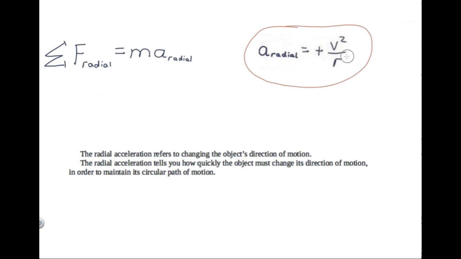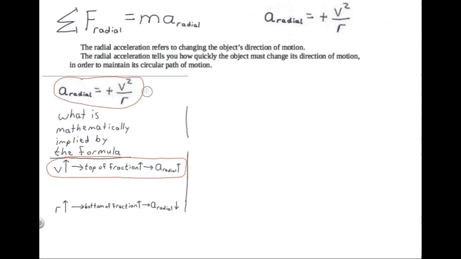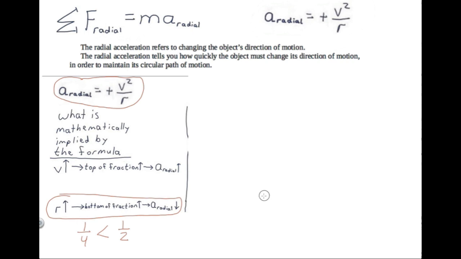In this formula, speed is on the top of this fraction, and radius is on the bottom of the fraction. So this formula implies that increasing the object's speed while holding the radius constant will increase the radial acceleration. But if we increase the radius while holding the speed constant, that will increase the bottom of this fraction. Increasing the bottom of a fraction makes the fraction as a whole smaller. 4 is a bigger number than 2, but 1/4 is a smaller number than 1/2. So this formula implies that increasing the radius will decrease the radial acceleration.